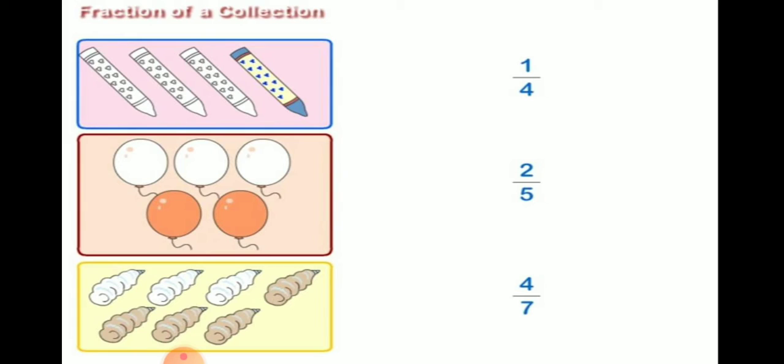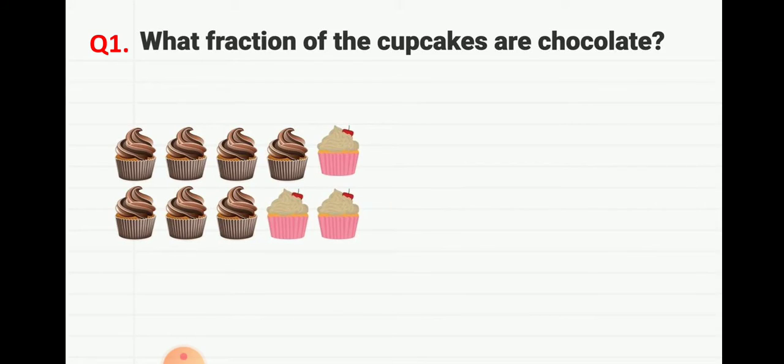Then I ask how many balloons are colored out of the total balloons. So you will say 2/5 or 2 upon 5, because 2 is the number of colored balloons and the total number of balloons, which will become the denominator, is 5. Now if I ask how many cream rolls you can see here are colored, you will see 4 are colored. So 4 will become our numerator and the total number is 7. So 7 will become our denominator.